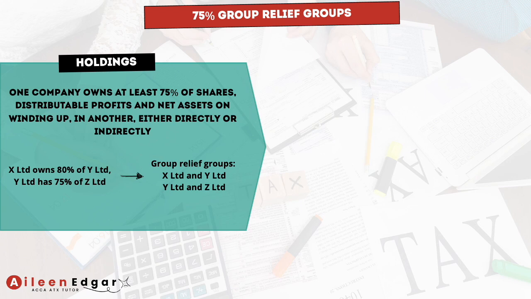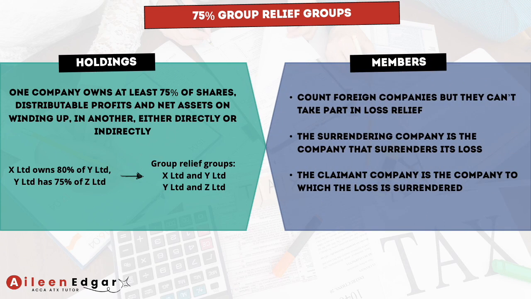So make sure you're looking out for direct and indirect holdings to include as many companies as you can in the group. You want to make the group as large as you can so that it gives you more options for how to use losses efficiently and to save tax overall as a group.